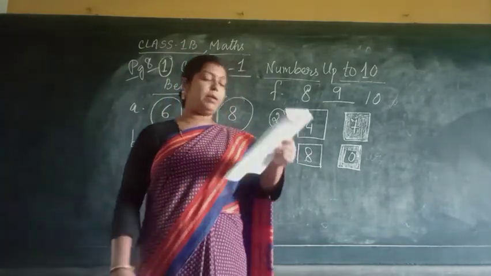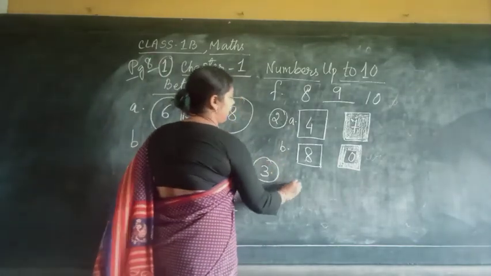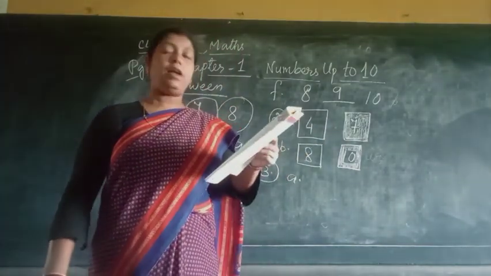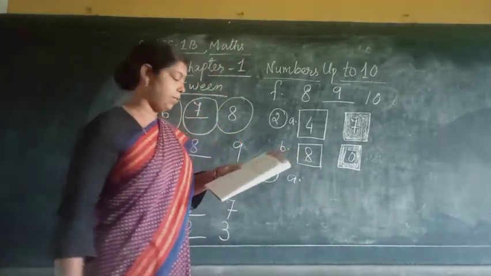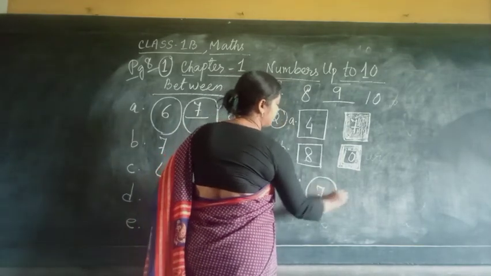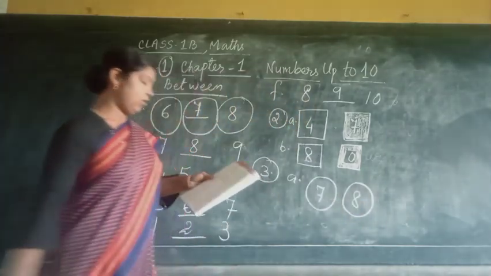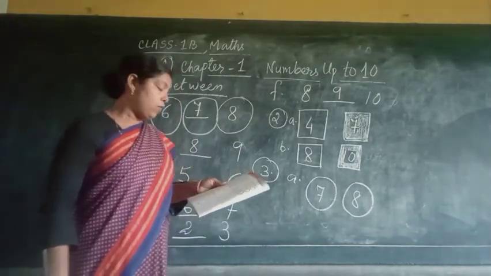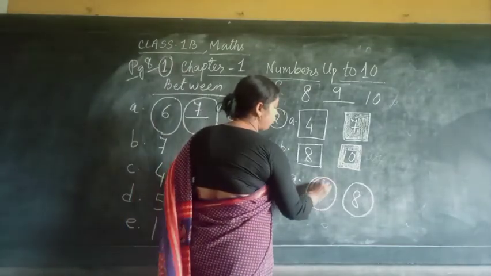Okay. Next, number 3. This was number 2. This is number 3 A. Please see, color the circle with the smaller number red. Now you see here, this is interesting. We have to color the circle with the smaller number red. Two circles are given. In one circle 7 is written, in one circle 8 is written. So which one is the smaller one? We have to color the circle with the smaller number red. So 7 is smaller, so you color it with red.